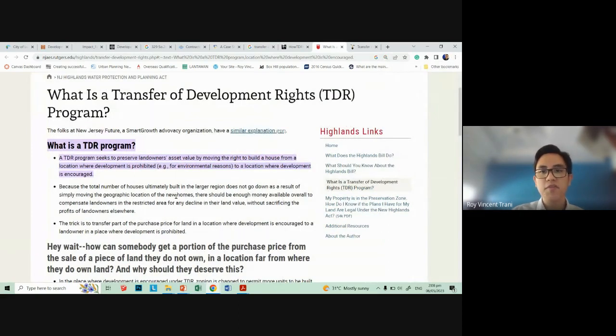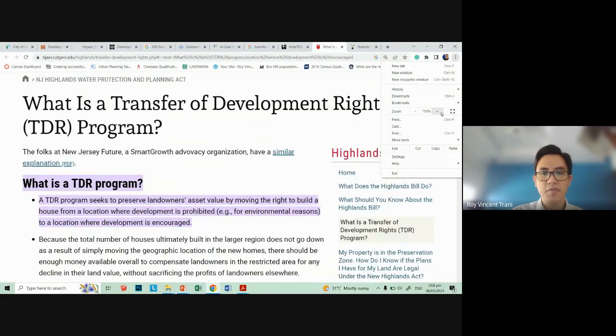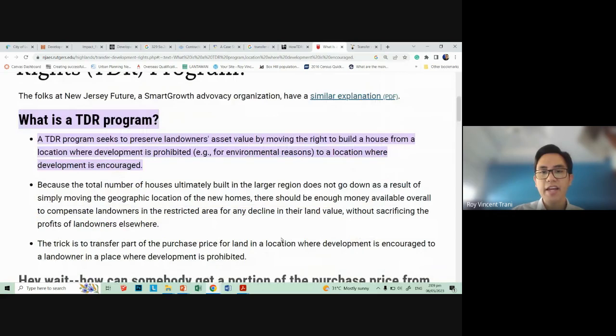So a transfer development rights program seeks to preserve, I'll just zoom in a bit more, landowners' asset value by moving the right to build a house from a location where development is prohibited to a location where development is encouraged. For example, protected land, you can't develop here, so I'll give you the right to build taller and larger buildings in an area where development is encouraged.